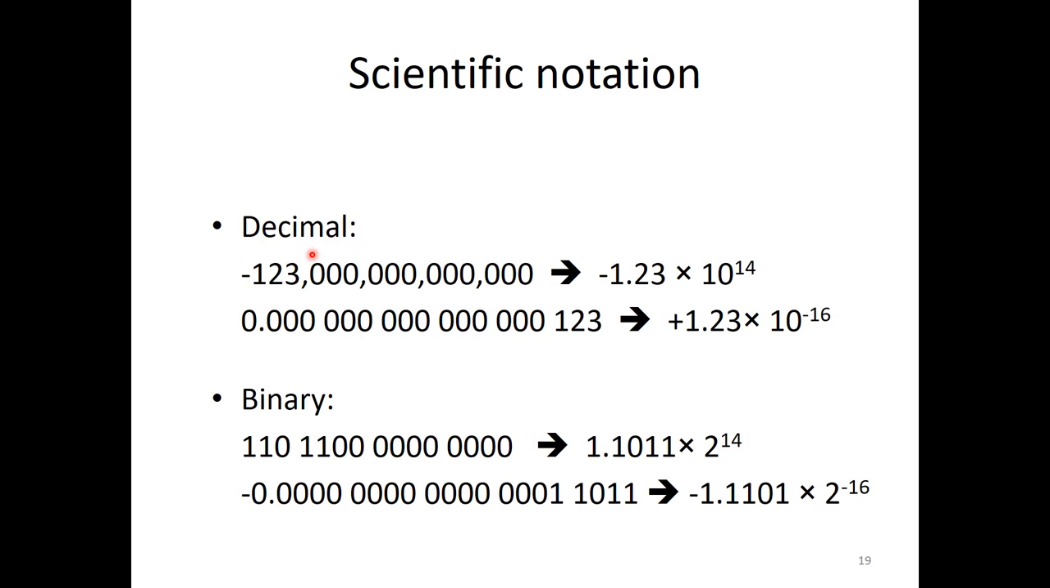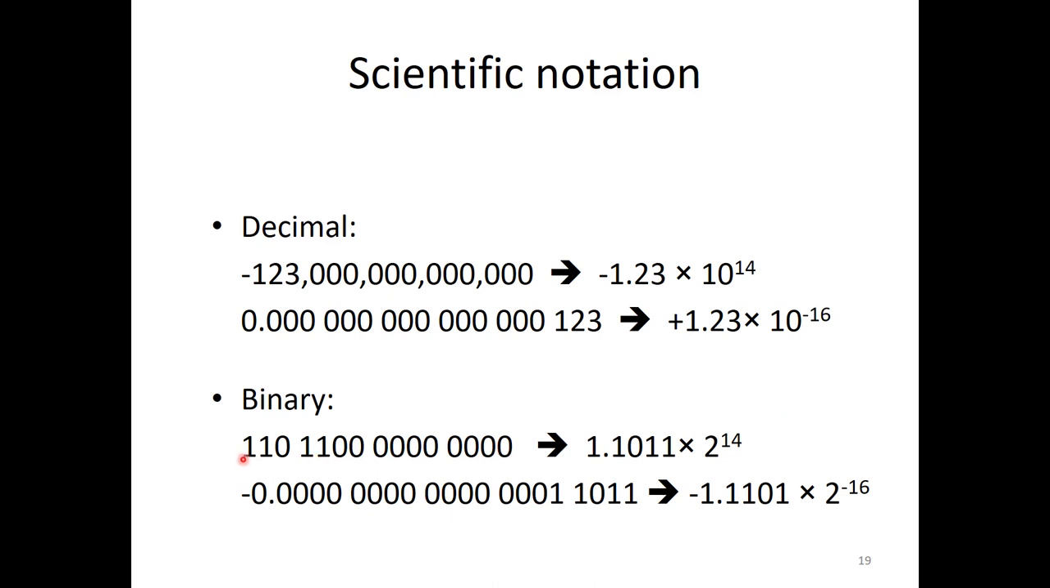In decimal, if you remember, a number like this can be written as minus 1.23 into 10 to the power 14, or a very small number can be written as 1.23 into 10 to the power minus 16, because there are 16 digits here. So in scientific notation, we always write things in terms of a number multiplied by an exponent, a 10 to the power something. In binary system, this exponent will be 2 to the power something, because these numbers are based in the 2 to the power system.